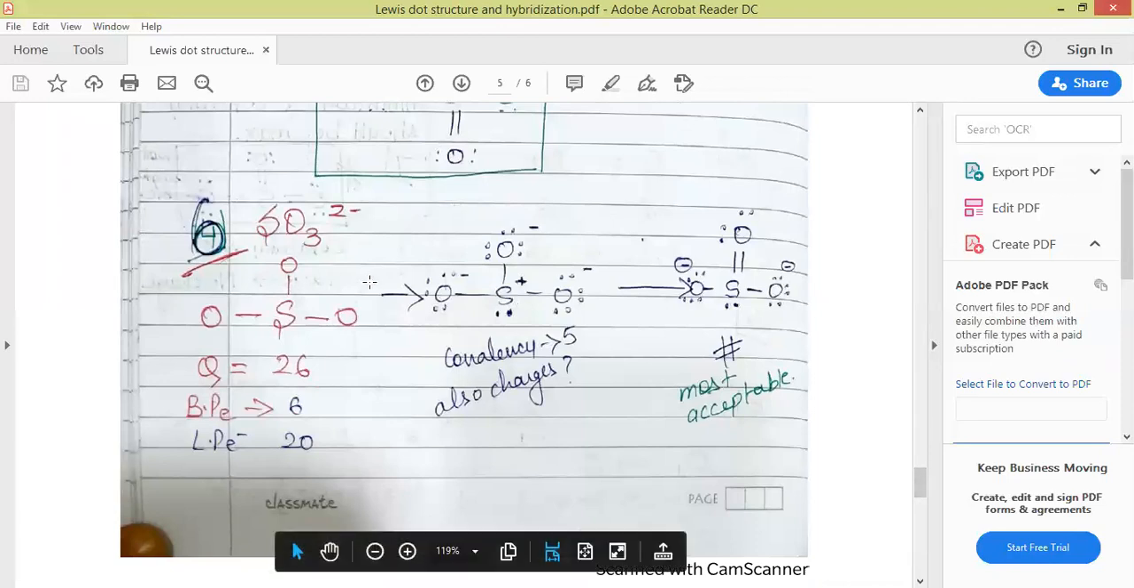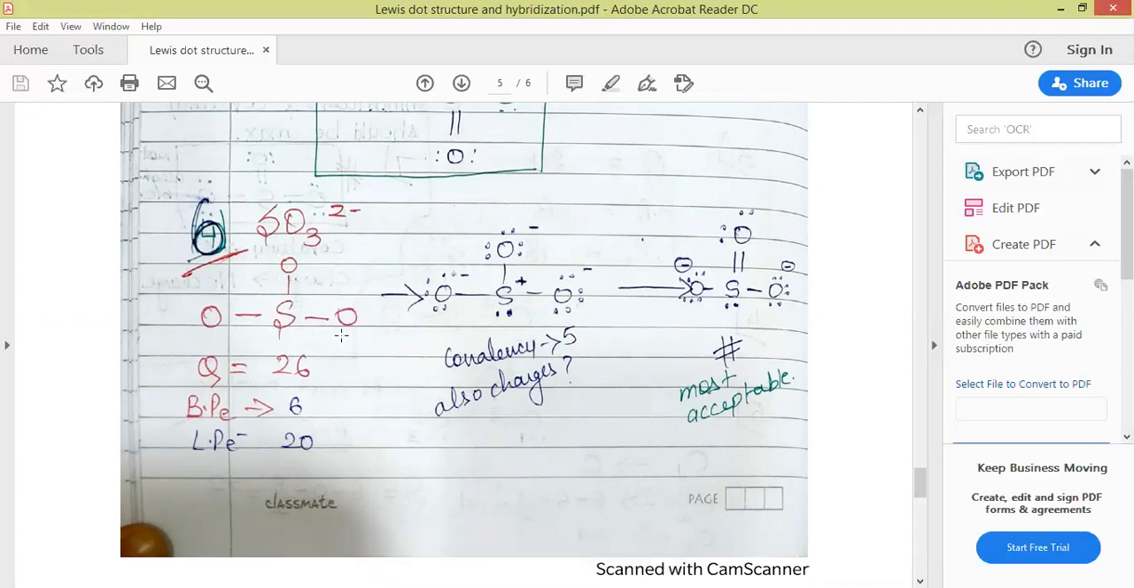Next is the SO3 2 negative molecule. Here also we have chosen the central atom, with 3 oxygens bonded by single bonds. Q comes out to be 26. Bond pair electrons, if 3 bonds are there, 6. Lone pair electrons, 20. Now we'll try to satisfy the octet of the corner atoms by giving them lone pairs. 6 electrons are present as lone pairs with each oxygen, and that makes the total of 18. As 20 are there, we'll have to give 1 lone pair to sulfur.